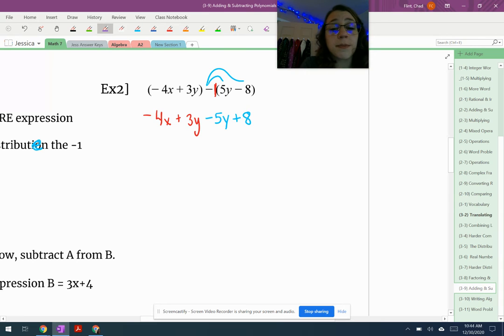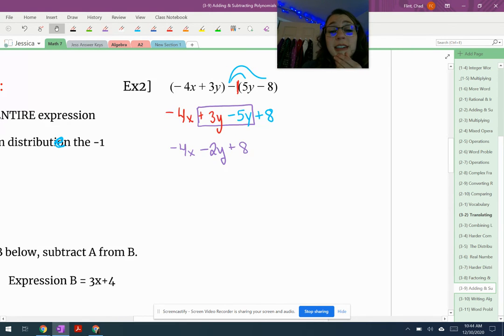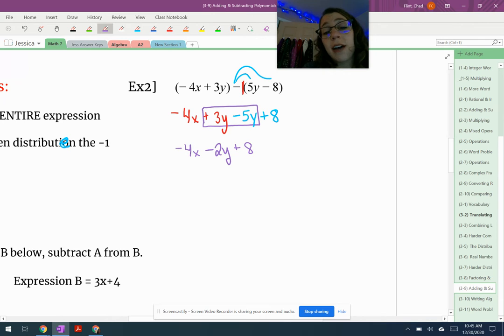So let's see. I have not many like terms, just the positive 3y and the -5y. So -4x, that's going to leave me with -5 plus 3, or 3 minus 5, is -2y. And that positive 8 gets carried down as well. Final answer in simplest form. Be careful not to have two operation signs there. Remember, if you have a plus negative, that turns into just the negative.